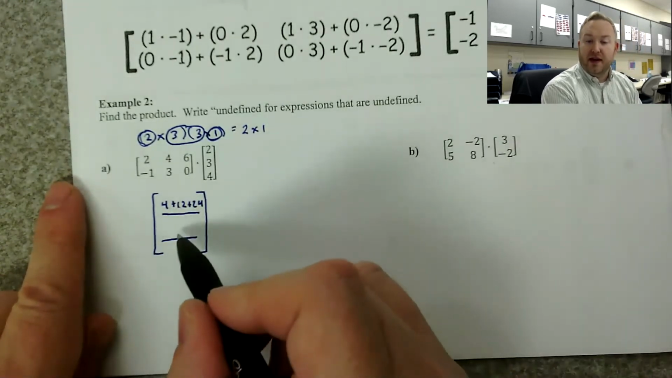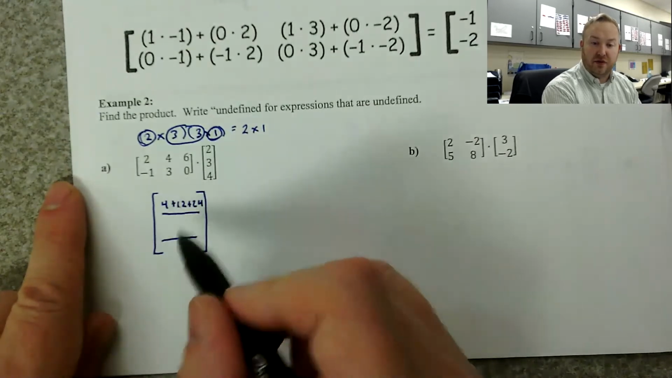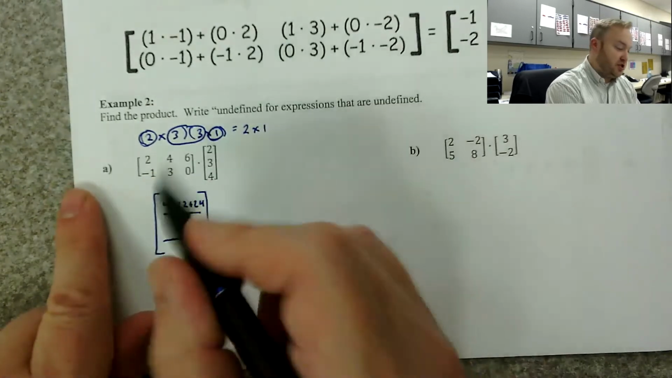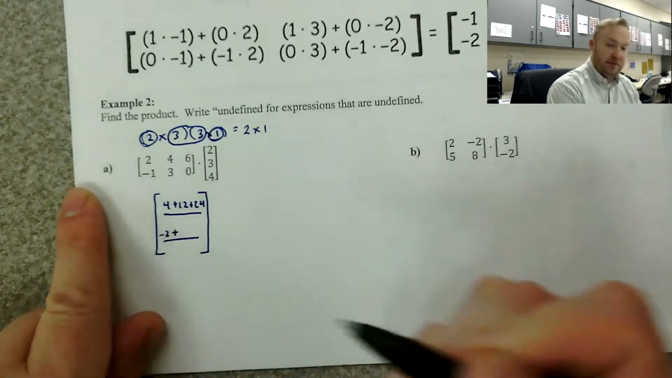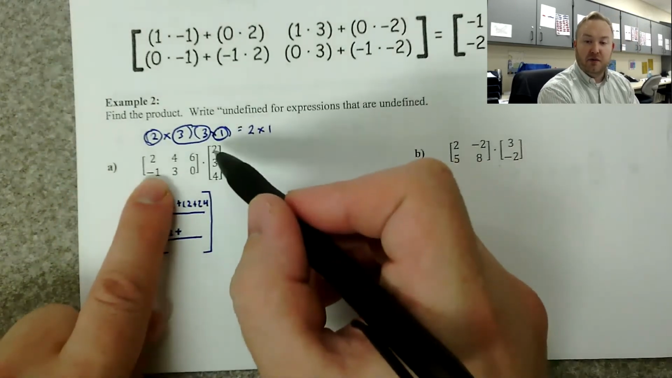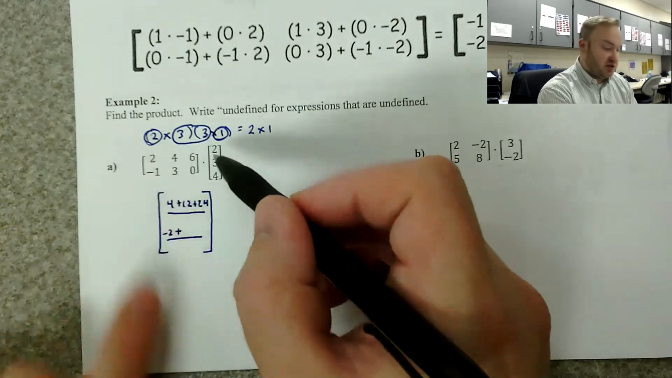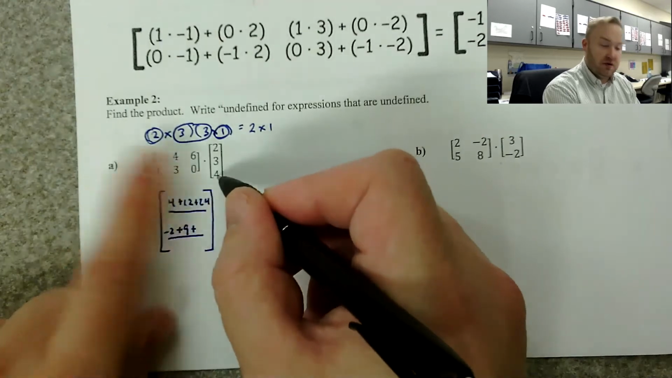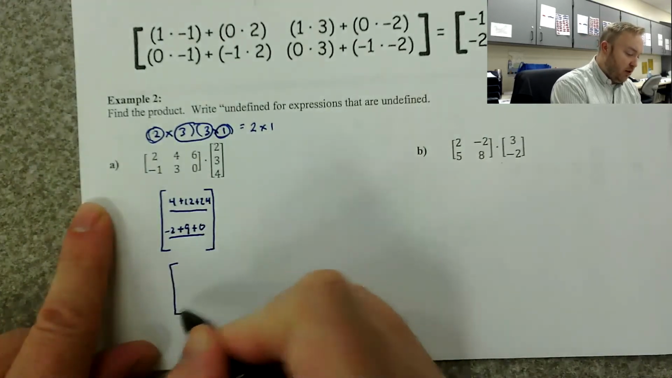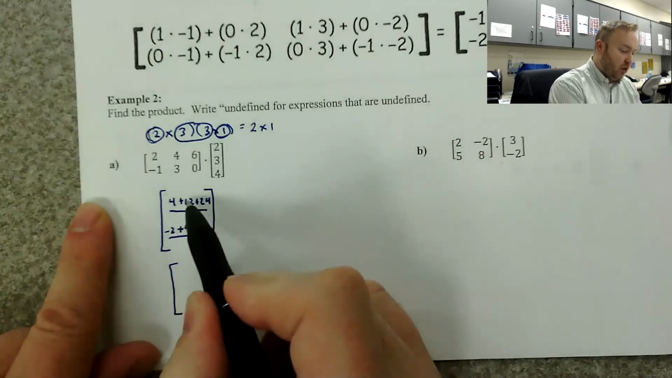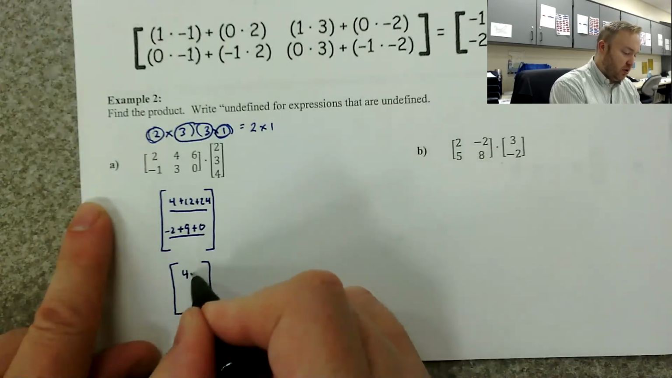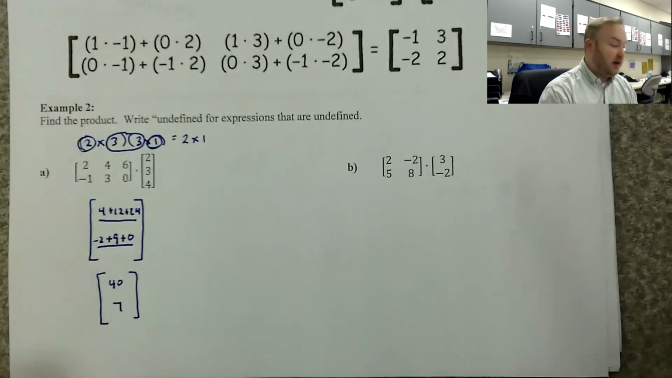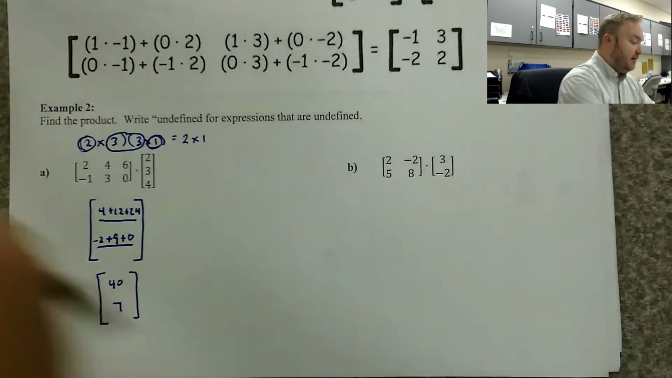Okay, then I want the number that is in the second row and the first column. So I'm going to multiply the second row and the first column. -1 times 2 is -2. And I'm going to go ahead and put my plus here because now you know that we're going to add. I'm going to move across the row and down the column. 3 times 3 is 9 plus. And then across the row and down the column, 0 times 4 is 0. And now all we have to do is add these things up. 4 plus 12 plus 24 is 40. -2 plus 9 is 7. And there's my answer.